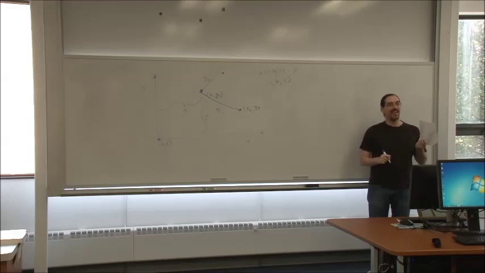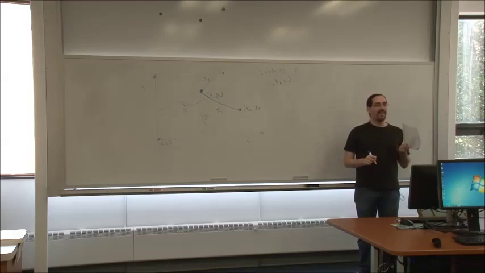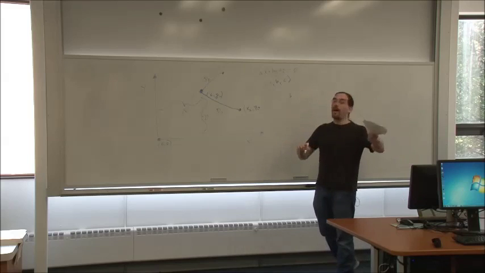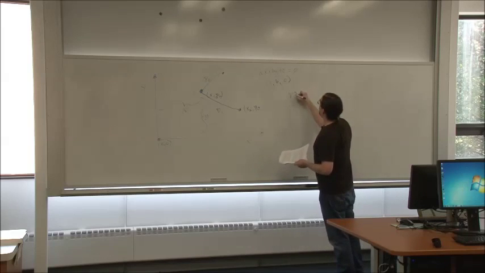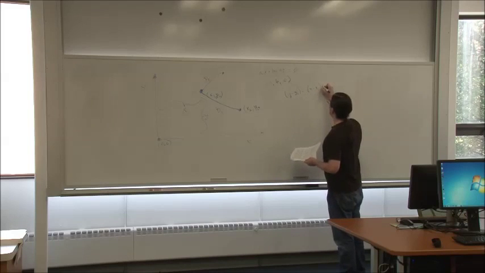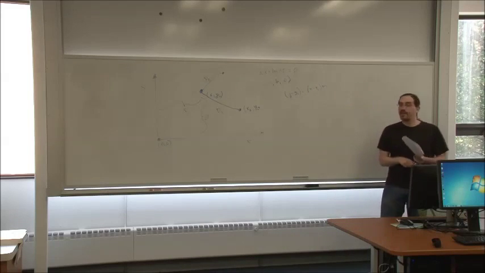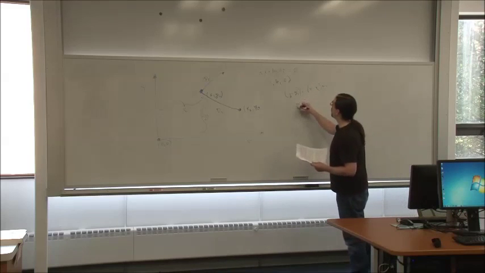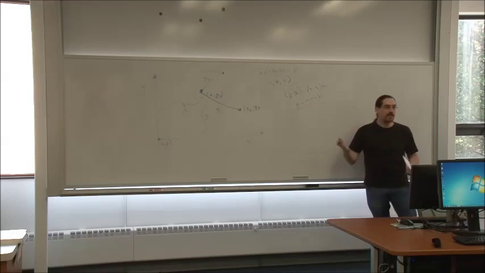Y minus y1 equals the slope times x minus x1, that one? Yeah. OK, so this is the point-slope formula: y minus y1 equals m times x minus x1. There's also y equals mx plus b. This is the slope-intercept form.